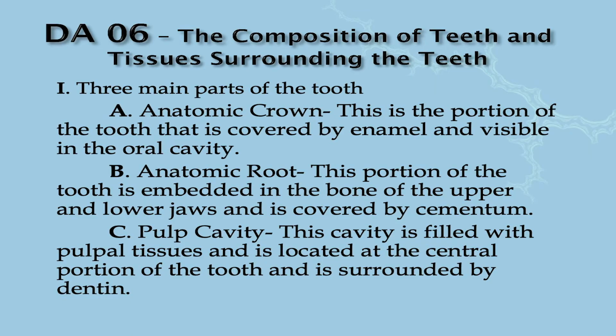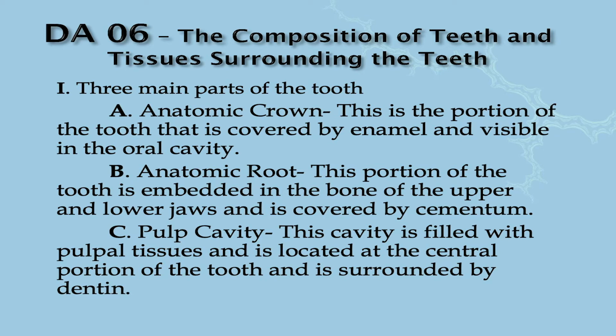Everyone, we're going to cover lecture number 6, which is the composition of teeth and tissue surrounding the teeth. Let's start off with the three main parts of the tooth. We've got the anatomic crown, which is the portion of the tooth that is covered by enamel and it is visible inside the mouth. So when you look in the mouth, that's the part of the tooth that you can see.